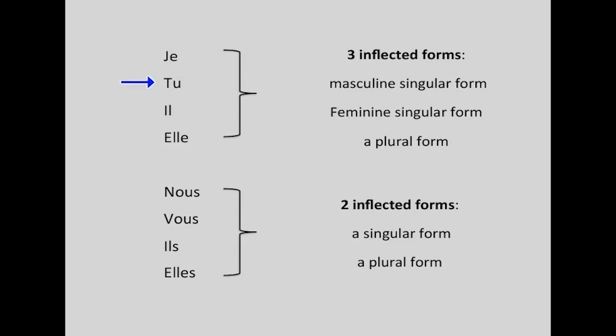The possessive adjectives that correspond to the first 4 persons of the singular form, that is je, tu, il, and elle, have 3 inflected forms: masculine singular, feminine singular, and 1 plural form. But the next 4 personal pronouns, that is nous, vous, ils, and elles, have only 2 inflected forms, a singular form and a plural form. Now let us revise what we learned in today's lesson on possessive adjectives. Here's a short text which I am going to slowly read out and comment on so that you can understand how possessive adjectives are used.